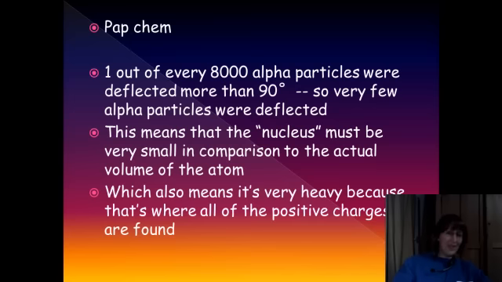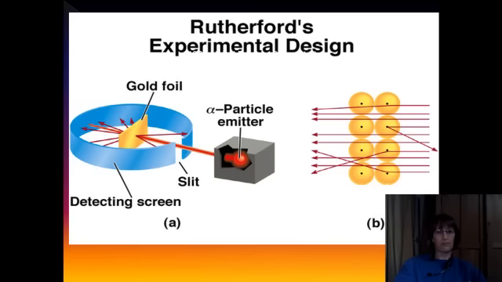Only 1 out of every 8,000 alpha particles was deflected more than 90 degrees. So that means very few of them were deflected. This means that the nucleus had to be really, really small in comparison to the actual volume of the atom. And that means it's also very heavy, because that's where all the positive charges are found, and they're the heaviest things.